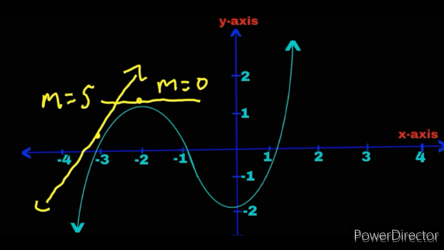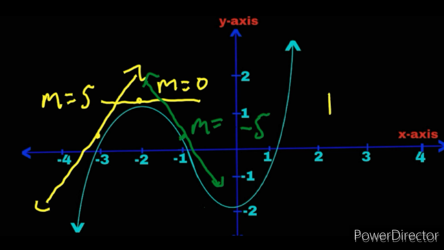If we draw another tangent, for instance at x is equal to -1, it's going to be something like this. We're going to have a decreasing tangent, so we can assume that the gradient here will be something like -5. That is what they mean when they say first derivative. The first derivative means the gradient at a point. At different points, different tangents can be drawn on the graph.